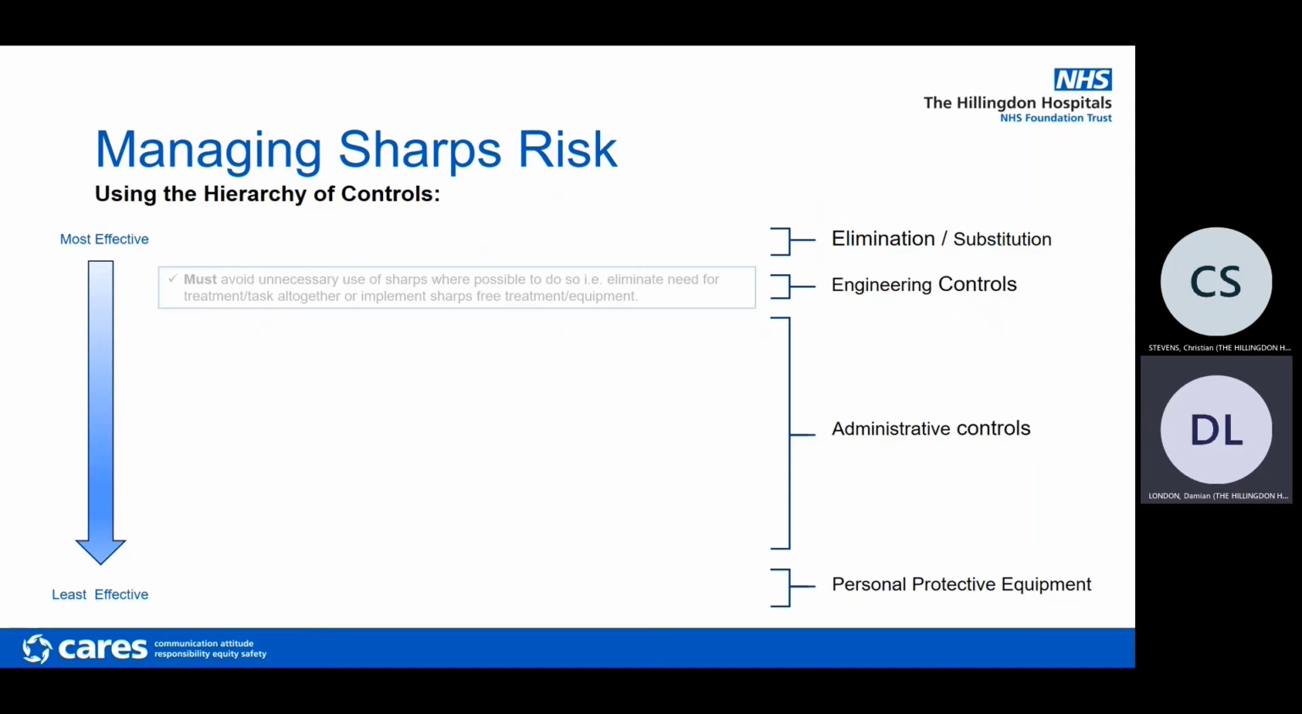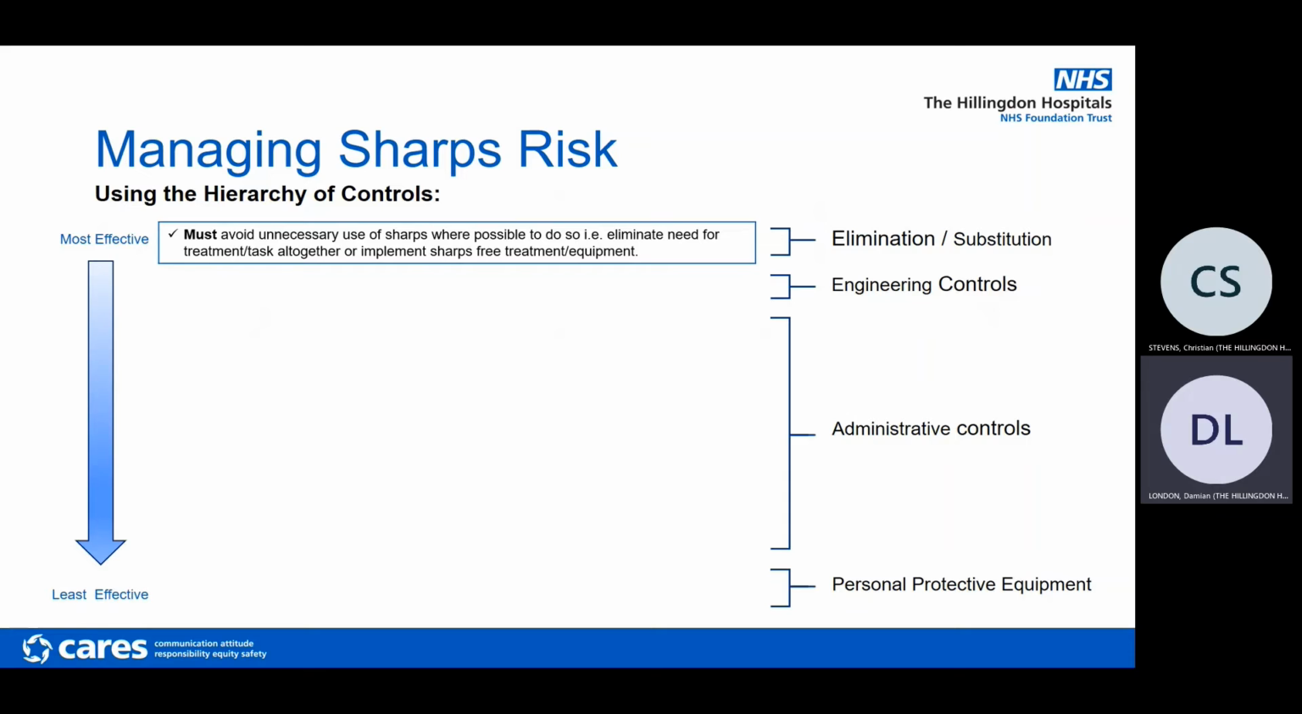And so in terms of sharps, and any types of risk, you will use the hierarchy. You must avoid altogether if you can. So in regards to sharps, you may want to eliminate the need for certain types of treatments, or certain procedures that involve sharps, or substitute them with procedures or equipment that don't involve sharps. Now, we know that that's not always possible. So the next part of the hierarchy is about engineering control. So the first one is elimination and substitution.